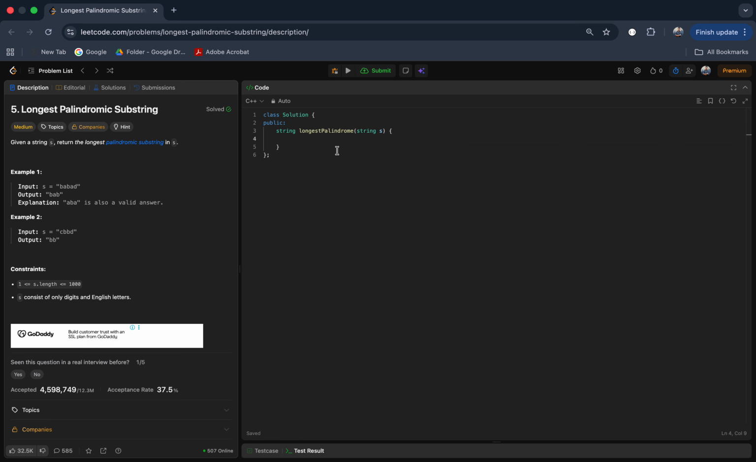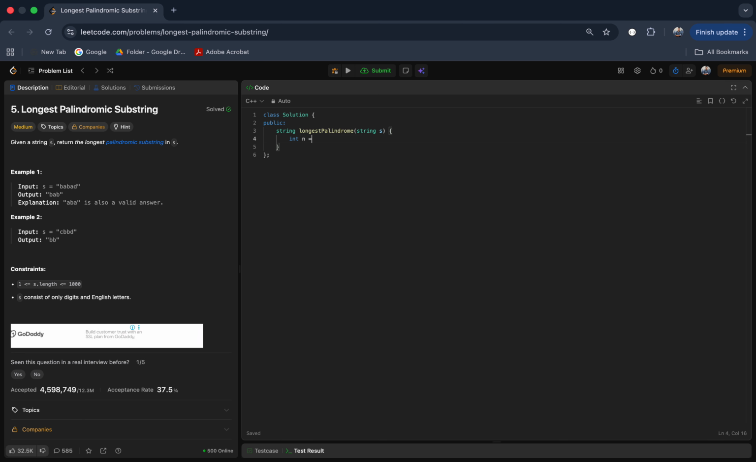So I want to do this in the tabulation approach. The approach will be similar to the palindromic substring question. Only thing we need to see is which is the longest one, and we need to return the string instead of the count here. So let's get started.